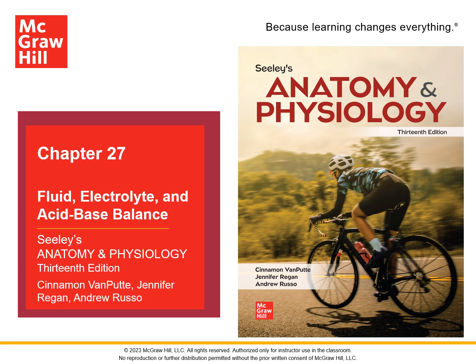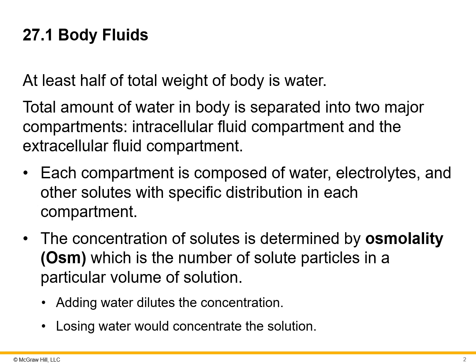All right, here in chapter 27, talking about fluids, electrolytes, and acid-base balance, really just an extension of the urinary system. So if we look at our body fluids, at least half of our body weight is, of course, water. The total amount of water is separated into two main compartments.